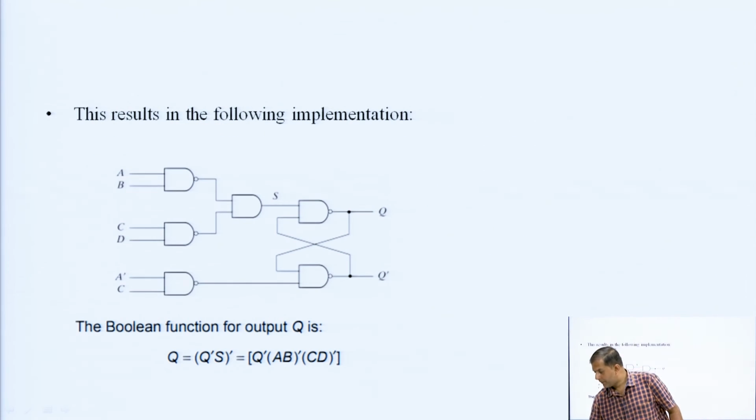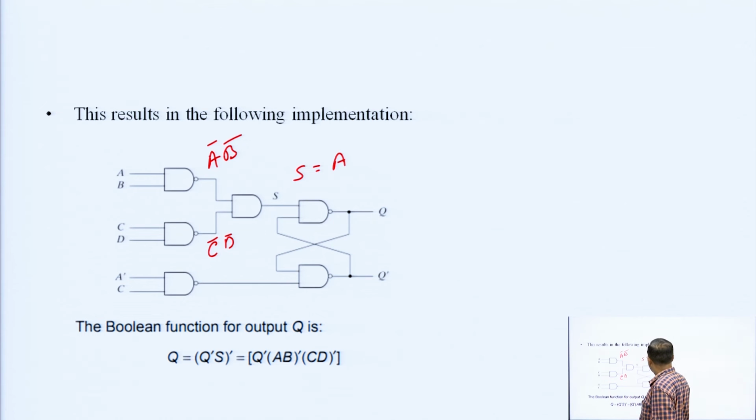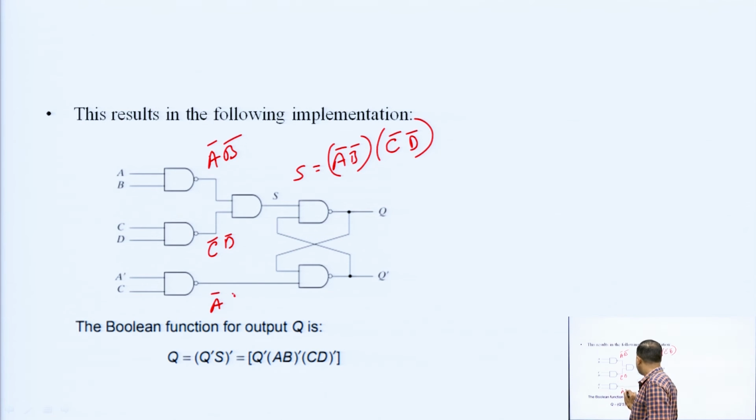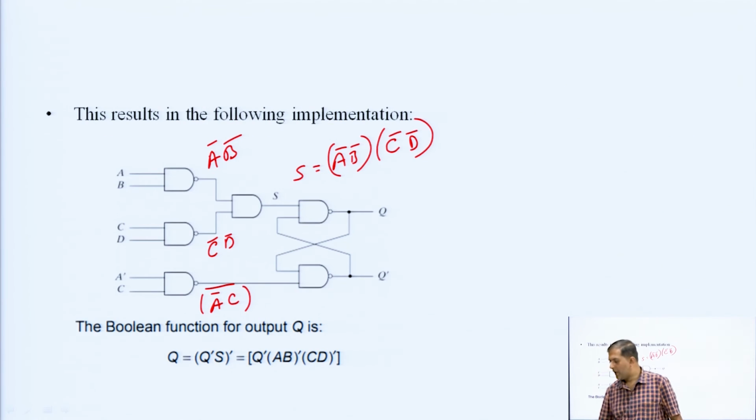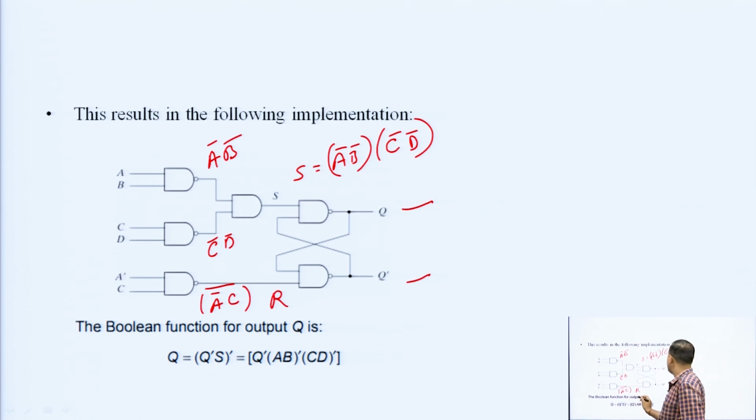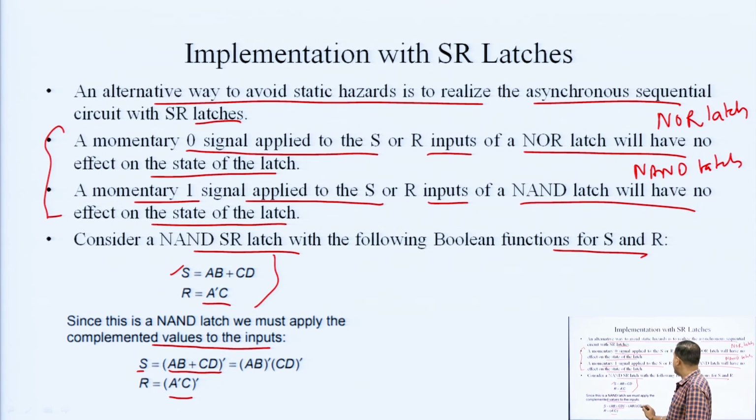Okay. So, now the resulting implementation is like that. See, this is (AB) bar, this is (CD) bar. So, now S is (AB) bar into (CD) bar, and this is (A bar C) whole bar, right. This is the thing we have taken out. Now this is the input of S and R of the SR latch, and these are the Q and Q bar outputs. So, the output function Q is nothing but (Q bar S) whole bar. So, what are the values? Q bar and (AB) bar into (CD) bar. The value of S we have already written here, right. S is (AB) bar into (CD) bar.